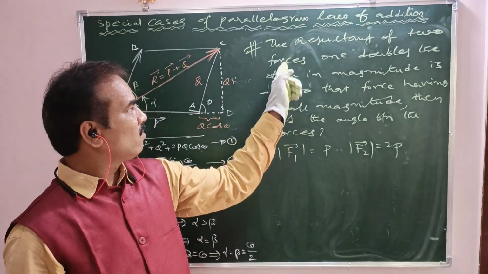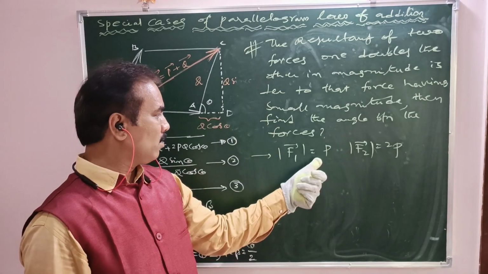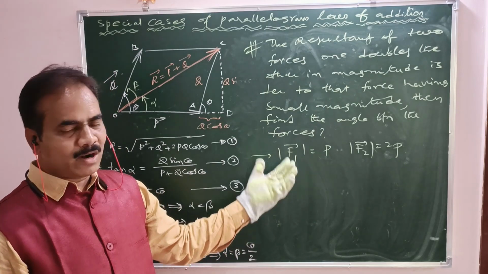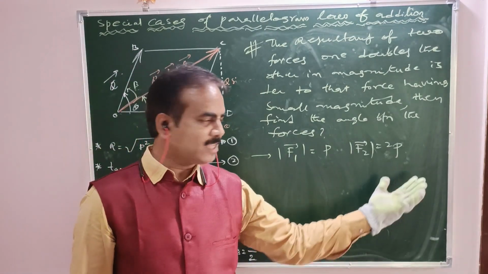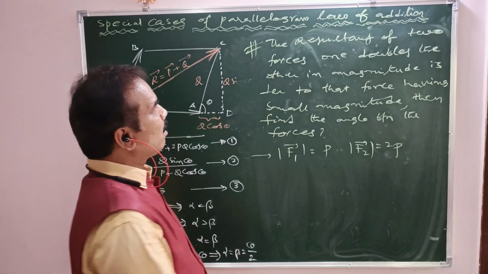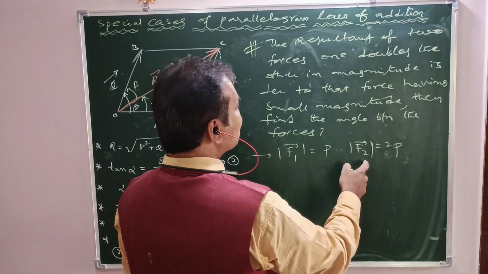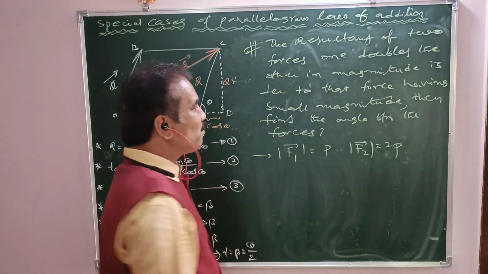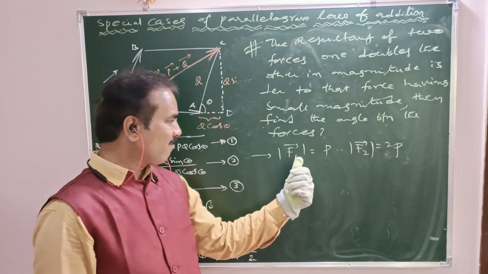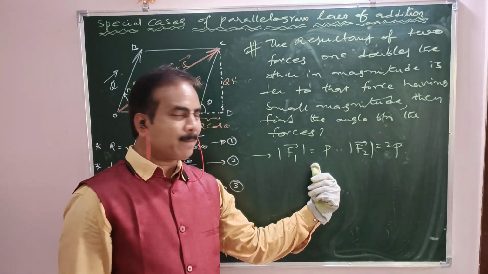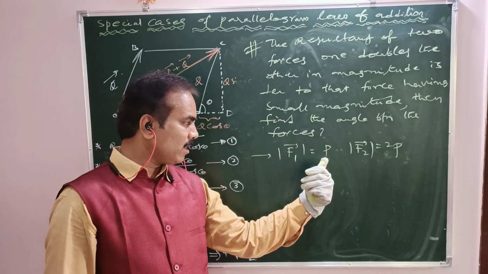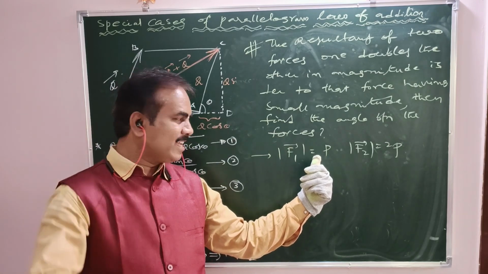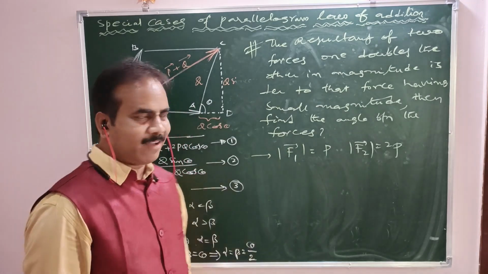See, the resultant of two forces, one doubles the other in magnitude. Say modulus of F1 bar is P, modulus of F2 bar is 2P from data. And moreover, the resultant of these two forces is perpendicular to the force having smaller magnitude. Which is of smaller magnitude? F1 is of smaller magnitude. Resultant is perpendicular to P, from data.